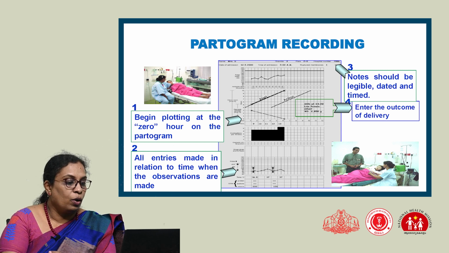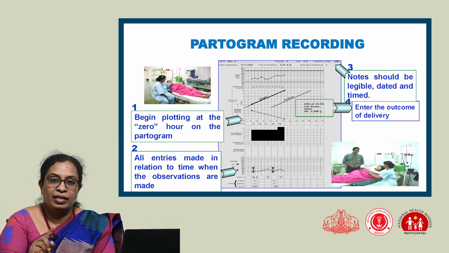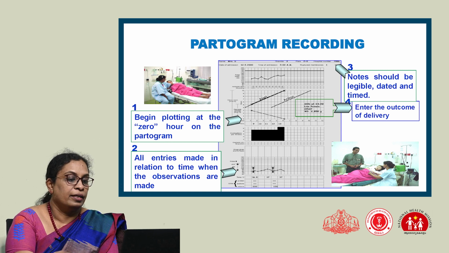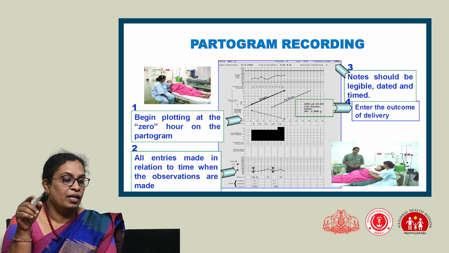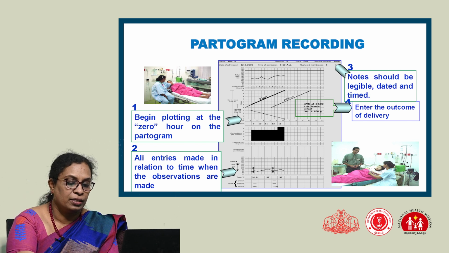dilatation. All the entries are made in relation to the time when the observations are made, and the note should be legible, should be dated and should be timed. And finally, in a column on the right hand side, the outcome is written. That is spontaneous vaginal delivery, at what time, what sex of the baby, and what is the weight of the baby. Then it completes the partograph recording.